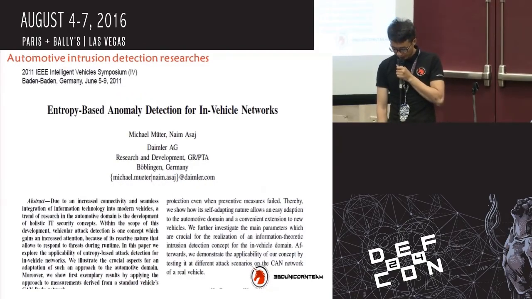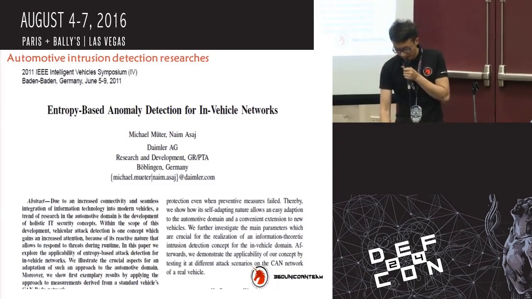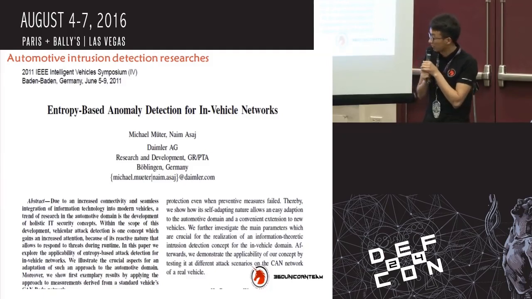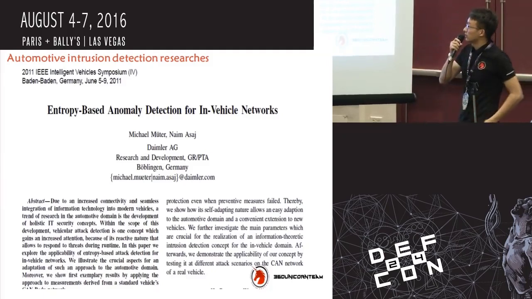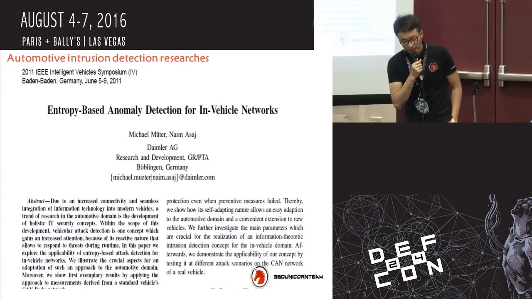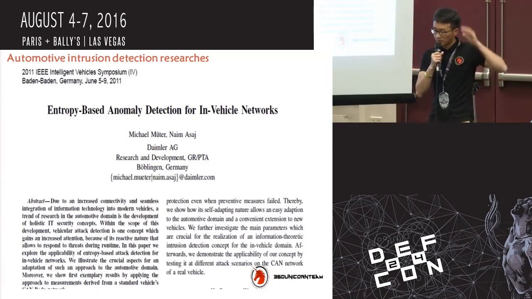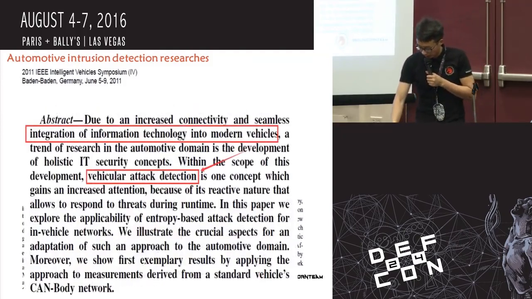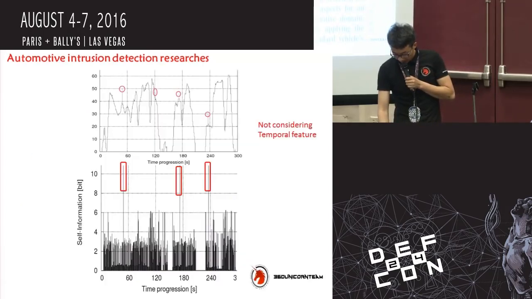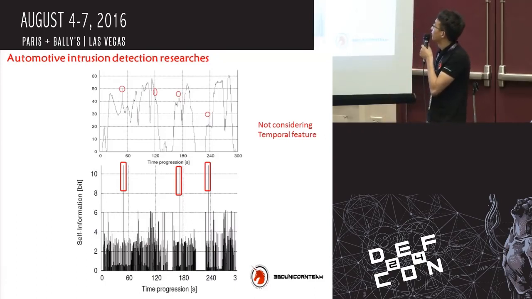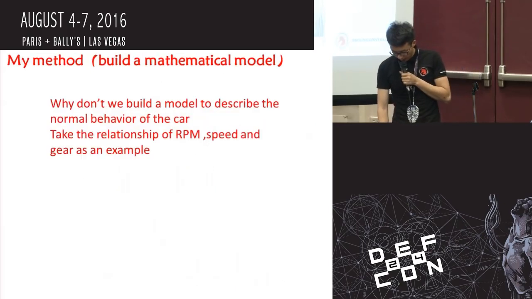So how to detect the attacks I've mentioned? Researchers have come up with entropy-based anomaly detection, in which they use the entropy of the network to detect attacks. They assume that if the CAN network experiences some kind of attack, the entropy of the traffic will change. But you can see the result: they injected four packets and they detected three of those.